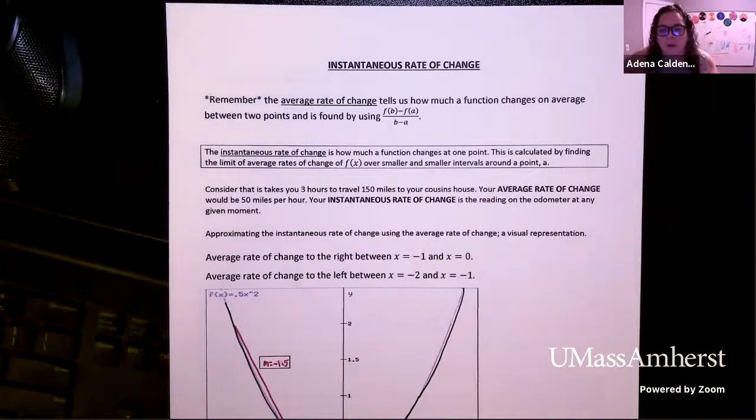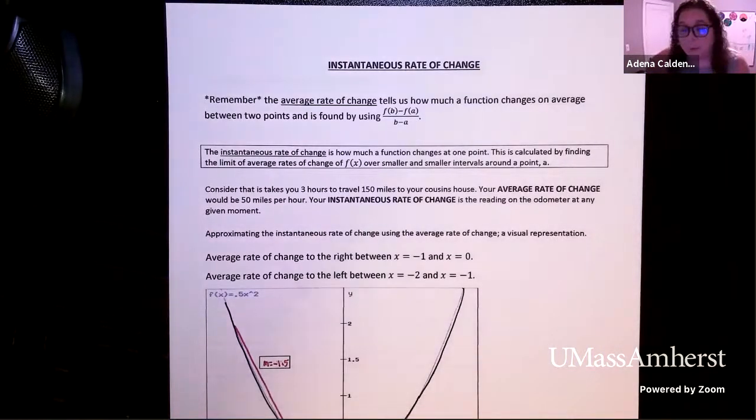Because while the average rate of change is a perfectly good way to approximate how quickly a function is changing, we want to get to the point where we can figure out exactly how much a function is changing. So we're going to try to move from the approximation into the exact rate of change.